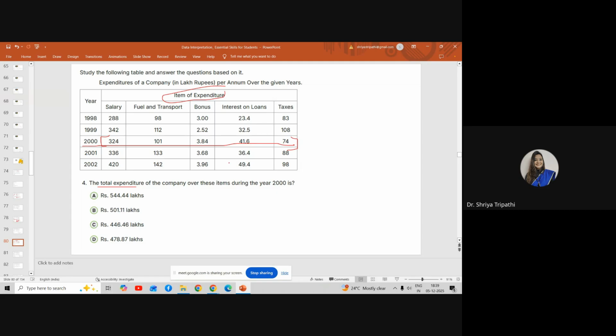Okay, we are having A coming in. Except these five people, I believe others are also solving. Please answer in the chat box. It will give me confidence that you all are understanding it. Okay, good. So the answer is 544.44 lakhs.